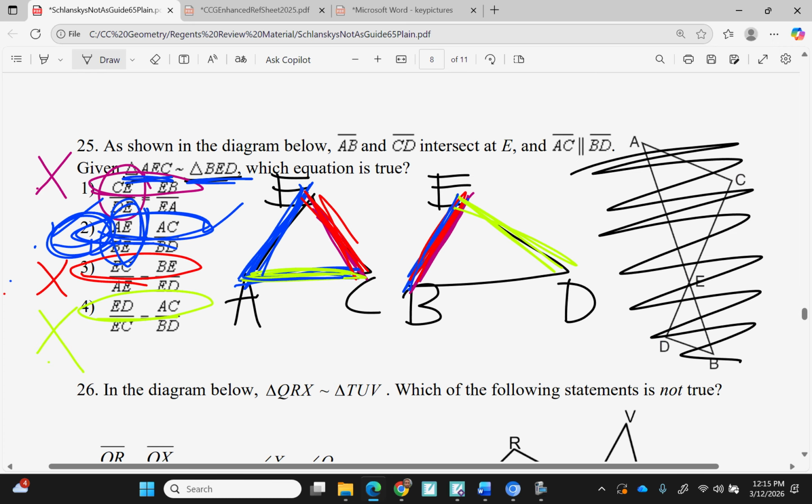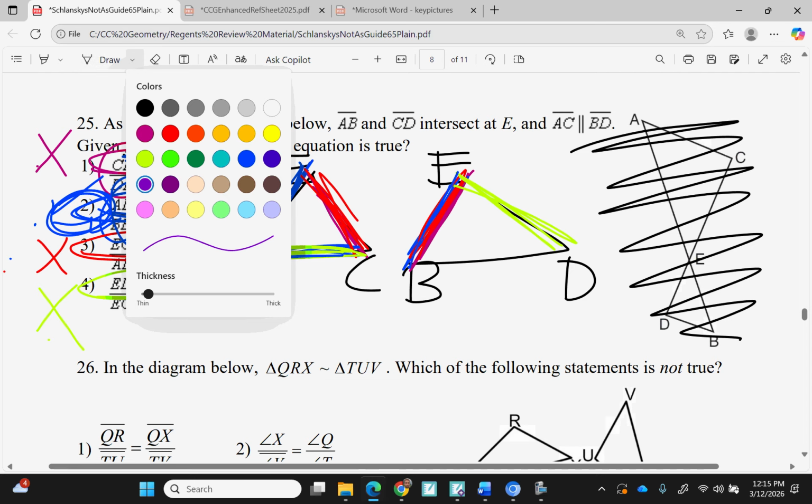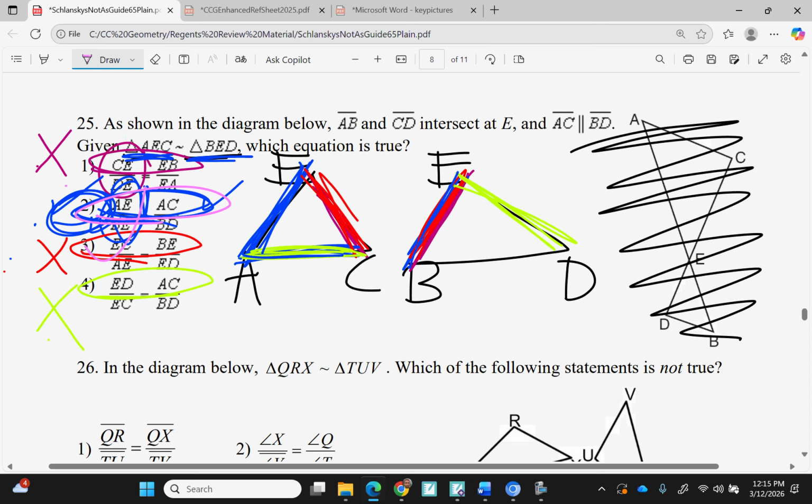To determine if a proportion is correct, draw your own triangles. Look horizontally, look vertically. One direction should correspond. One direction should be in the same triangle if it's going to be a correct proportion.